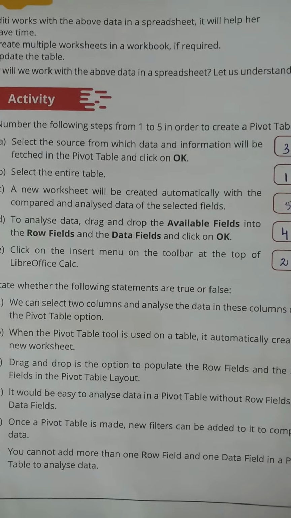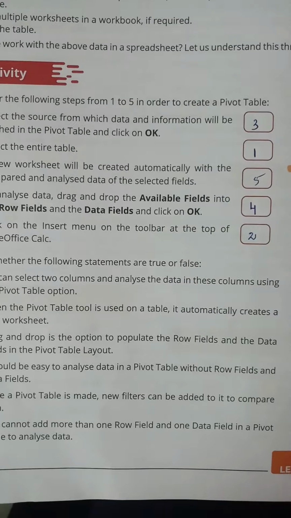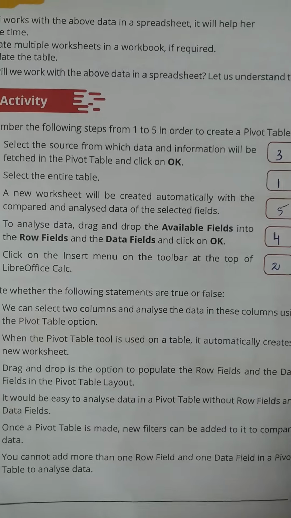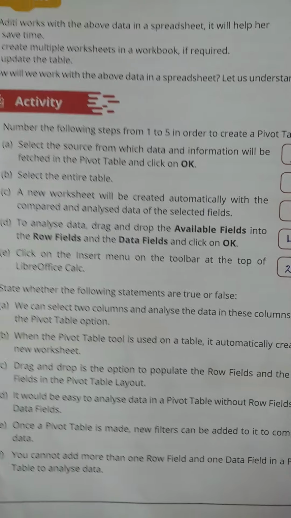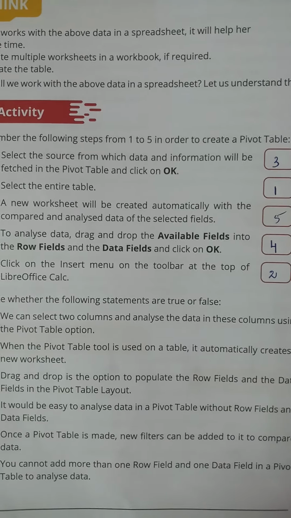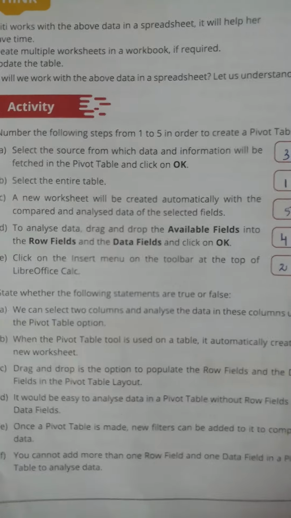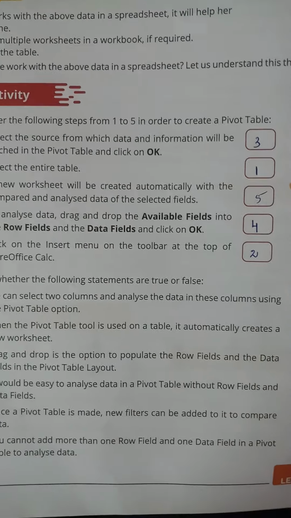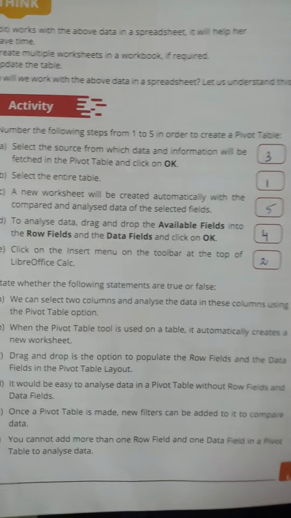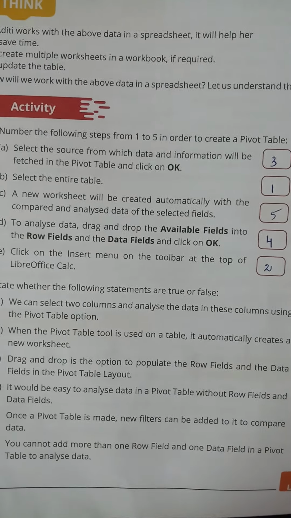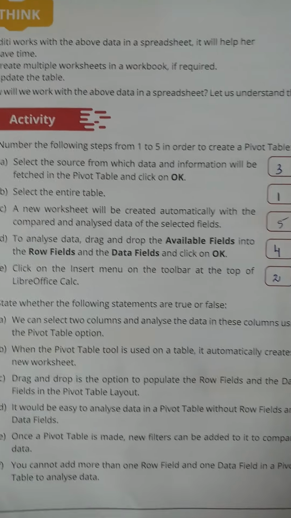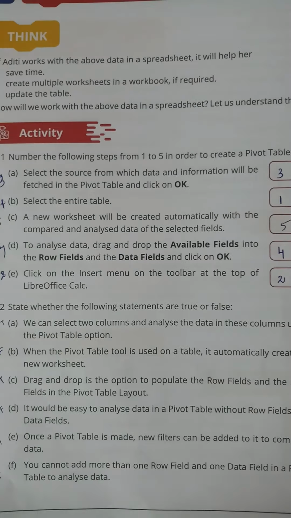It would be easy to analyze data in a pivot table without row fields and data fields. This one is false, okay, because we need row fields and data fields to analyze the data in the pivot table. Once a pivot table is made, new filters can be added to it to compare data. This one is true. We can add filters also. So this one is true.